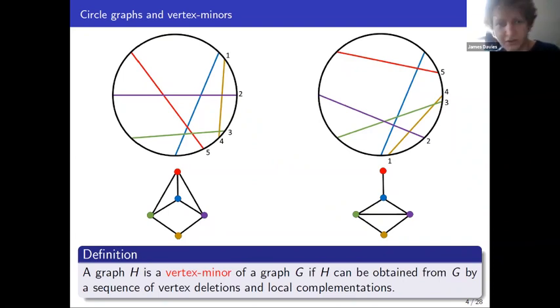Vertex minor is a minor-like relation. We can look at two things that circle graphs are closed under. The more obvious one is that we're closed under vertex deletion. If we delete a vertex in our circle graph, this just corresponds to deleting a chord in a chord diagram.